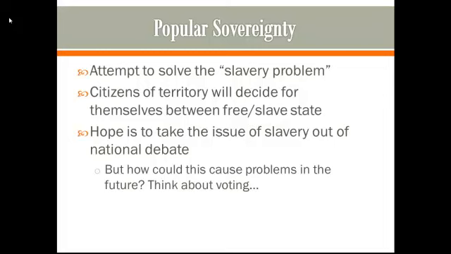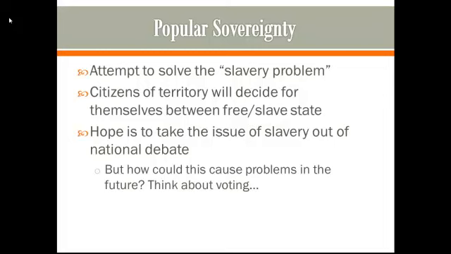Rather than have the North and the South battle each other over whether or not to allow new territory to be slave or free, the idea of popular sovereignty says that the citizens of the territory can decide for themselves. They can vote for themselves if they want to be a free or a slave state. And the hope of this is to really take the issue of slavery out of the national debate, to allow that issue of slavery to be dealt with by the people in these new territories and not be dealt with as kind of the North as a whole and the South as a whole.